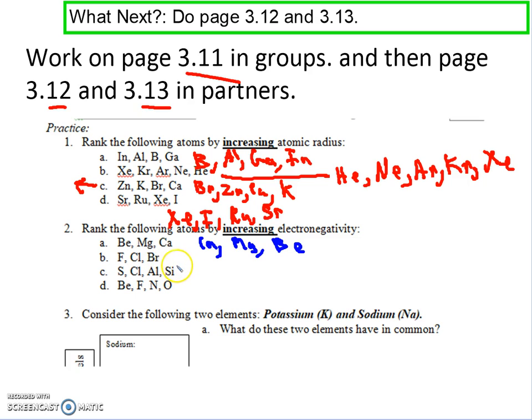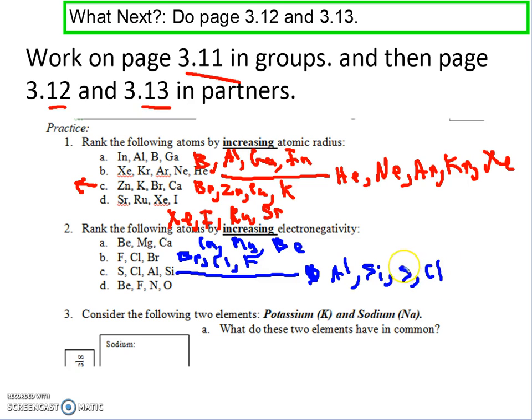Fluorine, chlorine, bromine, these are all halogens. Don't forget the family names. And electronegativity is still increasing as we go up. So bromine, chlorine, fluorine. Alright, sulfur, chlorine, aluminum, silicon are all in period 3. Electronegativity increases to the right, so this would be aluminum first, actually. Aluminum, silicon, sulfur, chlorine.